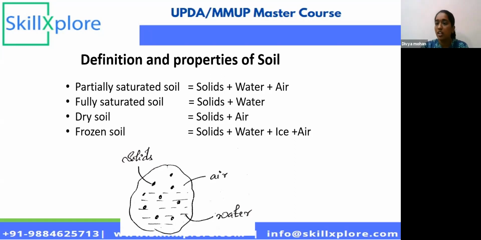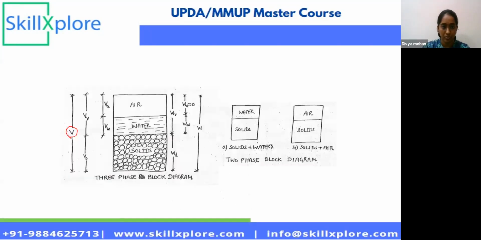So any soil existing in nature will be present in 3 phases, 4 phases, or 2 phases. We'll see it in detail. Whatever I have shown here is a 3-phase diagram, and here it is a 2-phase diagram. When we deal with a 3-phase diagram, we know that it is a partially saturated soil.